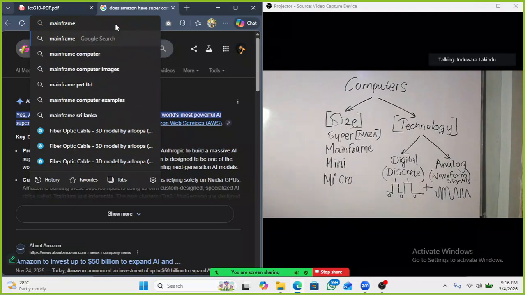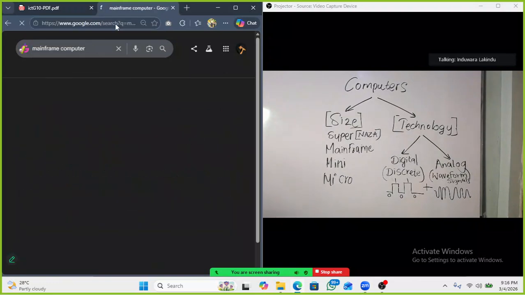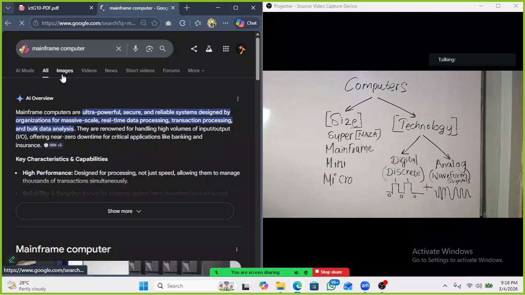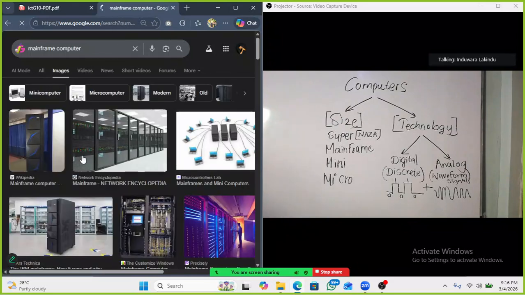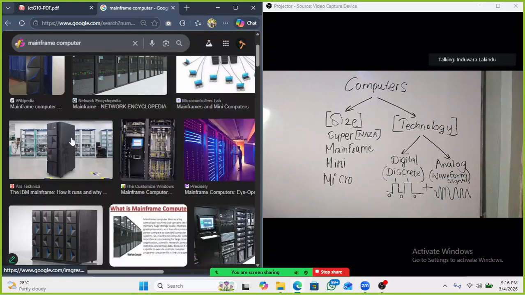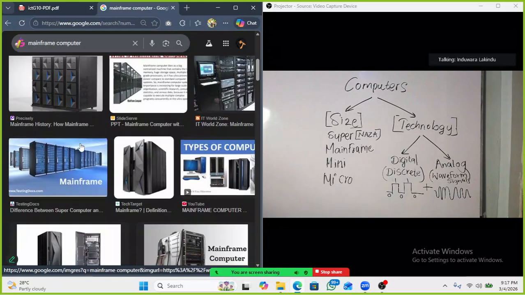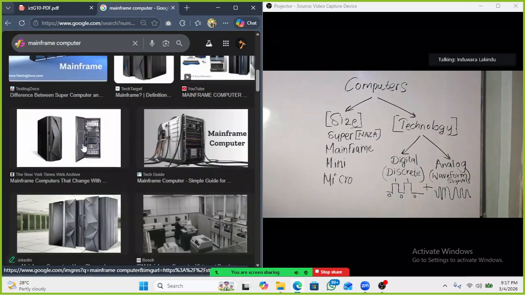Mainframe computer. Ultra powerful, secure, reliable systems designed by organizations for massive scale real-time data processing. Still big, like this. This is a mainframe computer. You can see it's still big, but not bigger than supercomputers. Supercomputers are still better.